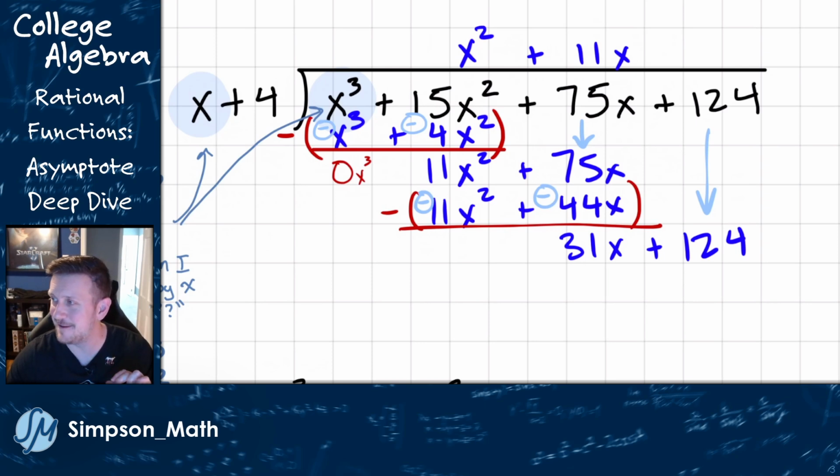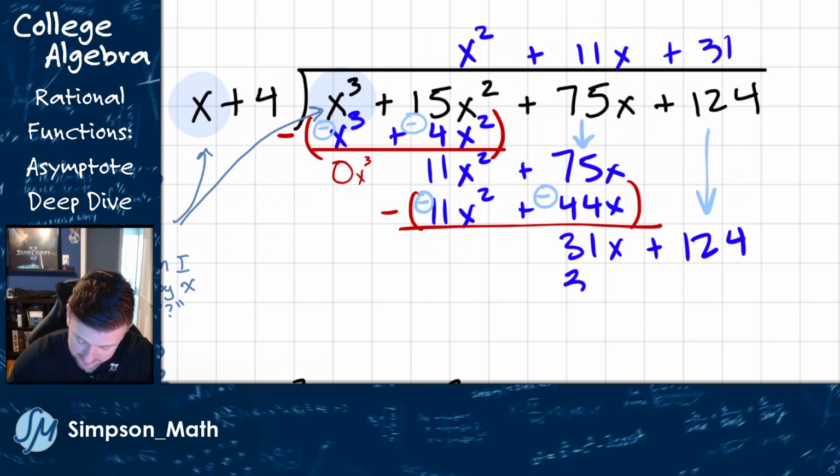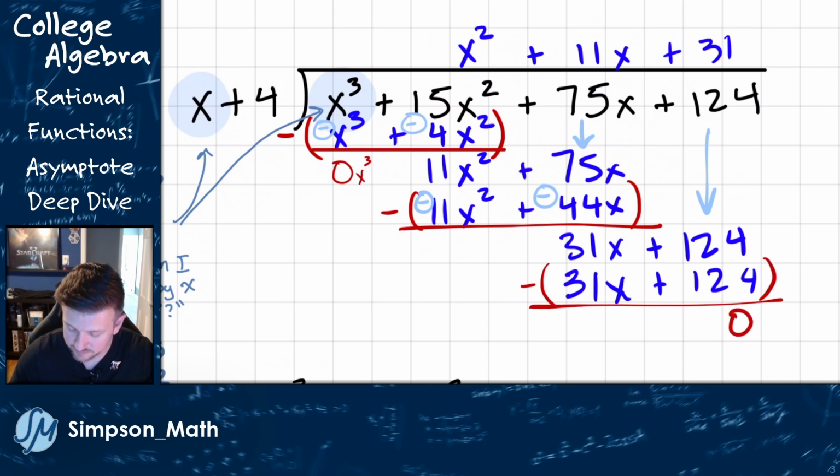Okay, so now I'm going to drop down the 124. It's all good. All right, so I'm going to do x times what is 31x, and it's going to be that 31. Then 31 times x is 31x. 31 times 4 is 124. I do know that to be true. And then we subtract, and I end up with a 0 for my remainder.